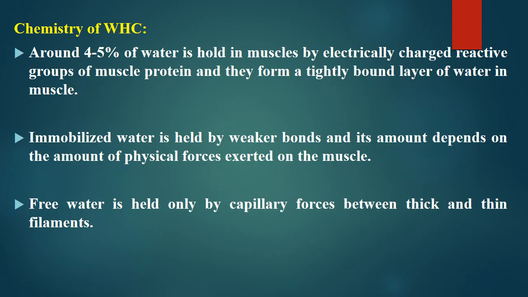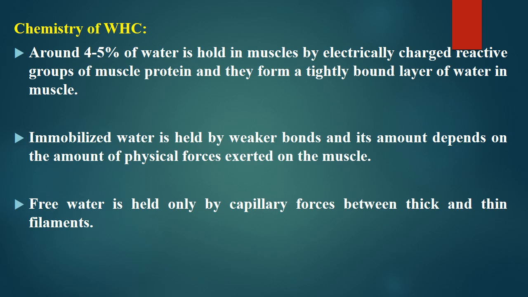Here once again we will see the three different kinds of water binding. The first is bound water, which is around 4 to 5% of the water held in muscles or muscle proteins by electrically charged reactive groups of muscle protein. They form a tightly bound layer of water in the muscle, and this water can never come out easily. It's very difficult, so that is the bound form.